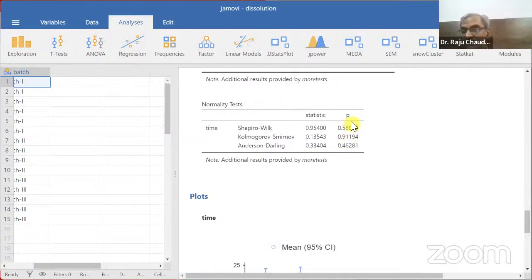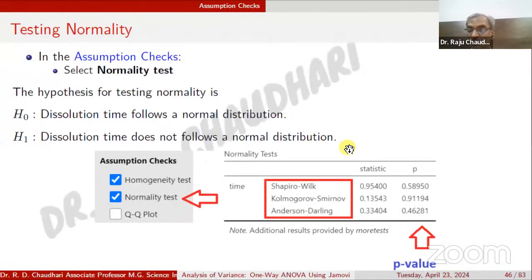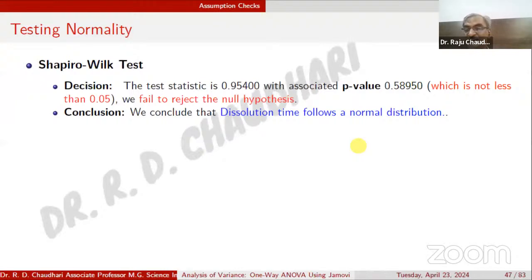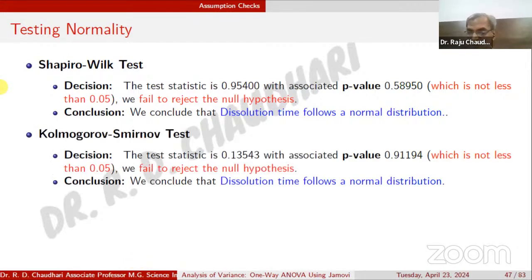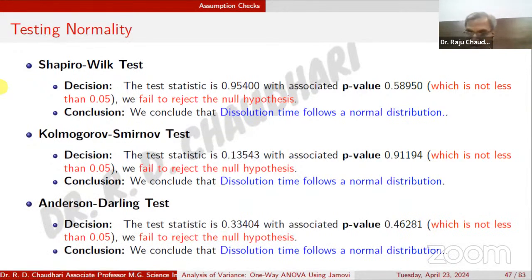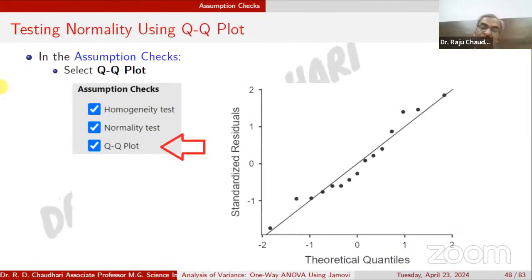The last column is the p-value. If you check, all the p-values are not less than 5%, so we can say that the dissolution time follows a normal distribution. Whether you go for the Shapiro-Wilk test, the Kolmogorov test, or the Anderson-Darling test, the conclusion is the same: dissolution time follows a normal distribution.